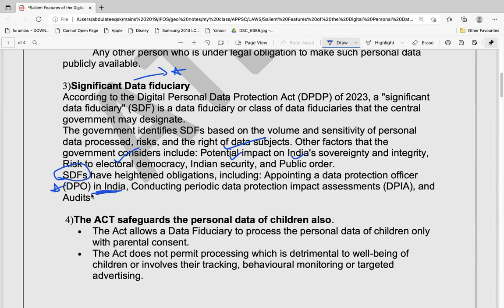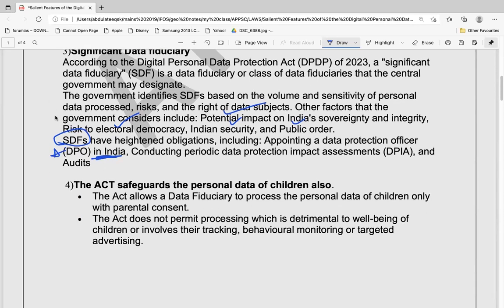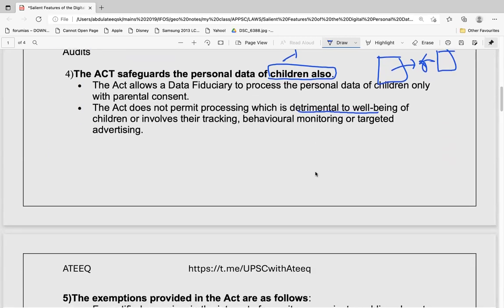So this is the important point that you need to remember. And this act also talks about protection of the personal data of children. First, the parent should give consent to utilize their children's data, and this data should be used in a way that is not detrimental to the well-being of the children. Let's say I have utilized the data anywhere in India, let's say in UP or Delhi, this is the percentage of children present there in this age group, and I come up with some kind of product that is not suitable for the children. That is detrimental to the well-being of the children and should not be done.